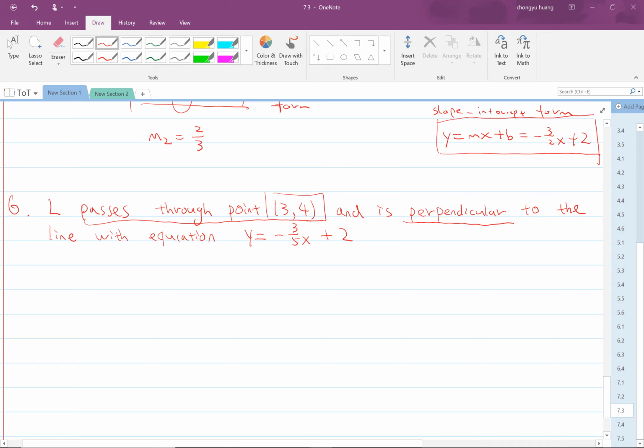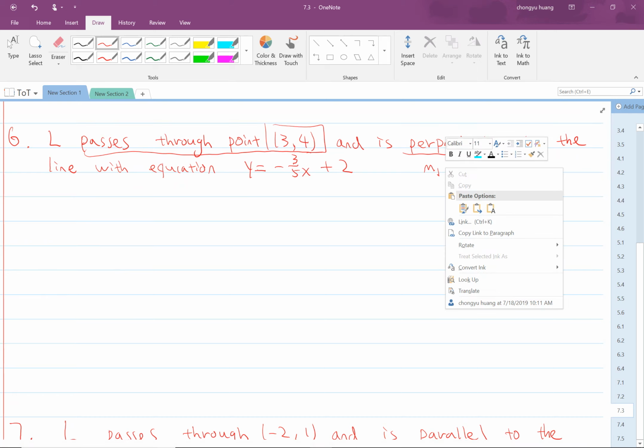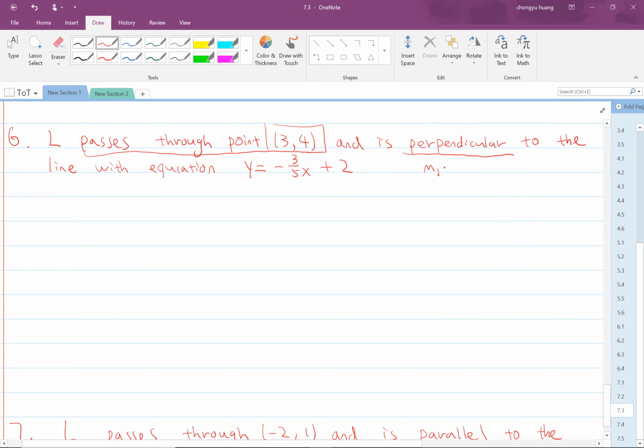As I mentioned before, perpendicular basically means the slope of line 1 multiplied by the slope of line 2 is equal to negative 1. Keep in mind, we have been talking about this in the previous video. If you don't know, then please check my previous video, where we talked about perpendicular lines.